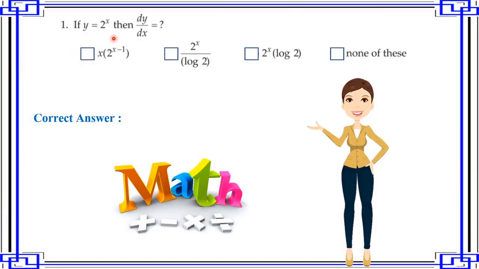If y is equal to 2 power x, then what is the value of dy by dx? Here, students, we have to take log on both sides and then differentiate. So the answer will be 2 power x log 2, or you can learn this as an identity: if y is equal to a power x, then the derivative will be a power x into log a.